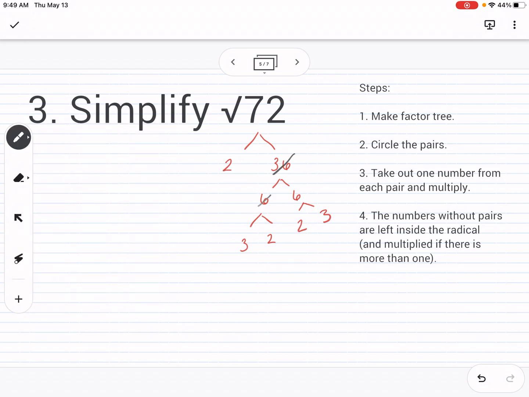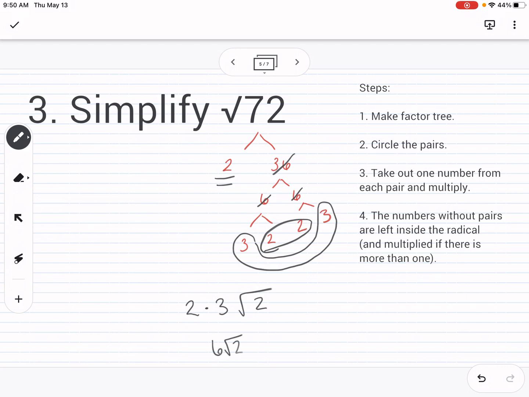Now I'm going to ignore all my bigger numbers. I'm only using the primes. And I'm going to start looking for pairs. So I see a pair of 2's. Even though the 3's aren't next to each other, there's 2 of them, so this counts as a pair of 3's. So I'm going to take that out. And then this little 2 is left over, so it stays under the square root. So my answer would be 2 times 3, or 6 square root of 2.